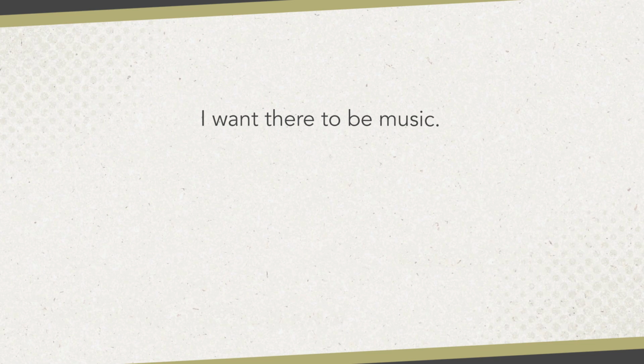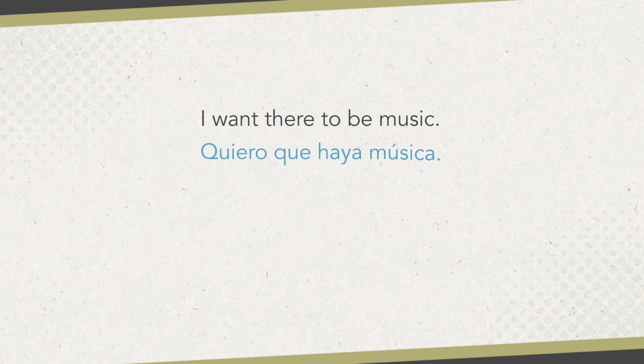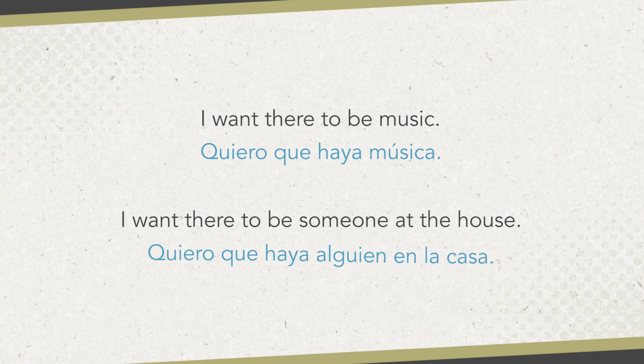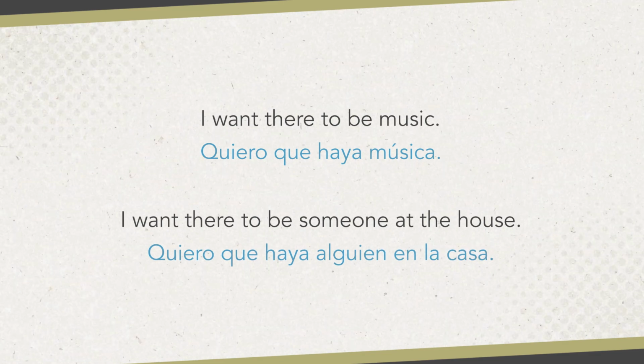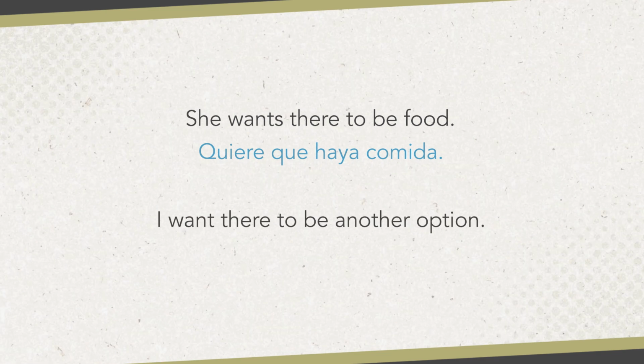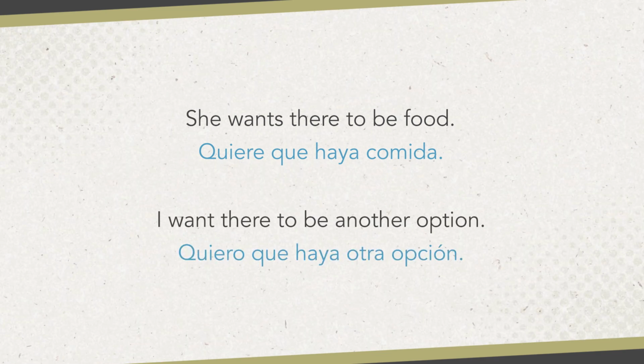I want there to be music. Quiero que haya música. I want there to be someone at the house. Quiero que haya alguien en la casa. She wants there to be food. Quiere que haya comida. I want there to be another option. Quiero que haya otra opción. So notice that each time we're talking about the existence of something, but we're not stating it as a fact. Instead, it's an intention or a desire. So that's when we use haya.